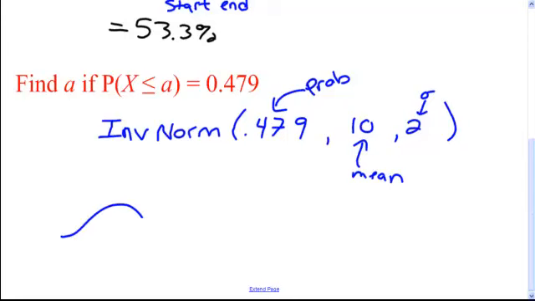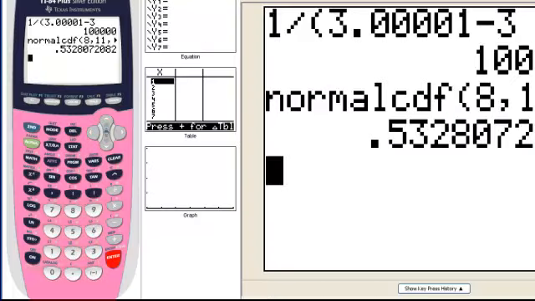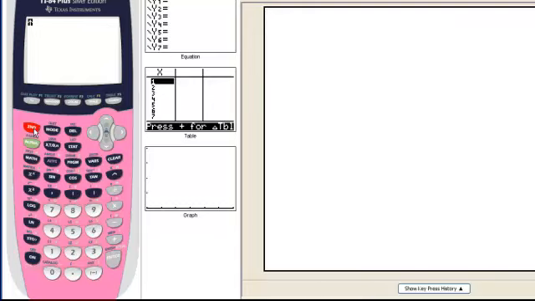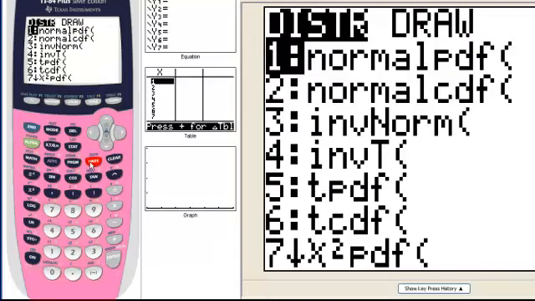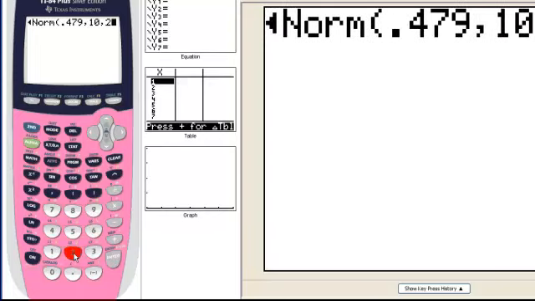So what I'm trying to do is on my normal curve, I need my probability to be 0.479. So if I think about it, halfway is 50%, so I want it just under that. So I want from there down. So I want all of this region. So it has to be less than 10 because my mean was 10. Again, think about them logically as you're doing them. So to find this, second, vars, going into that distribution again, inverse norm, number 3. First one is your percent, 0.479, comma, mean, comma, standard deviation.